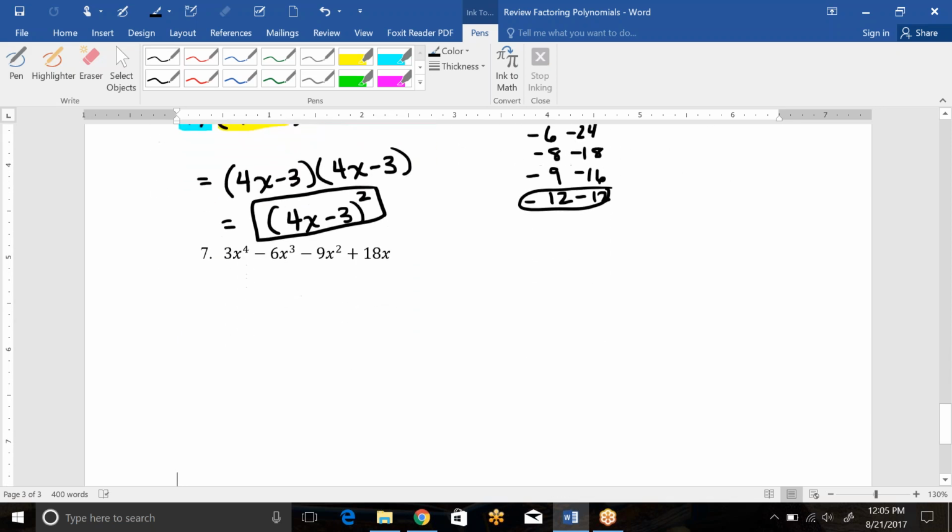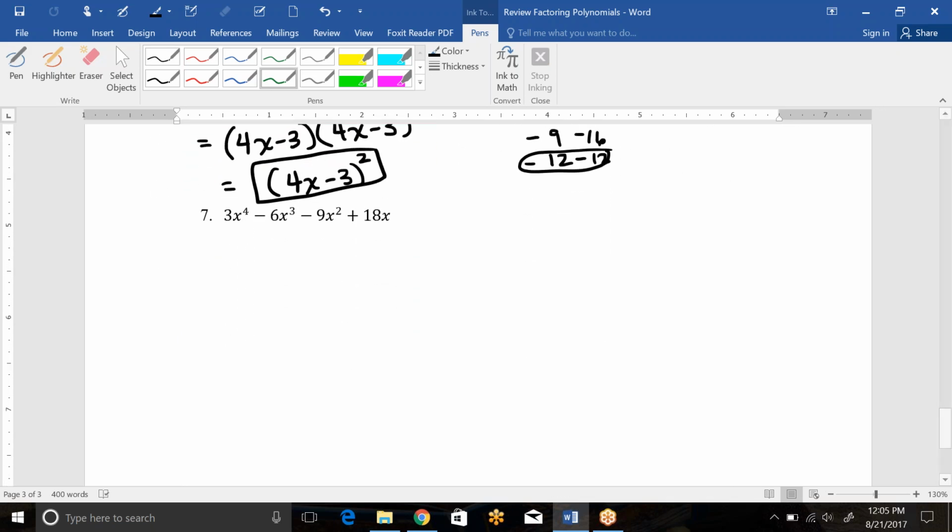And then the final example here is a 4-term problem. So let's check for a GCF first. It looks like 3 divides into everything and they all have at least an x. So we're going to pull out a GCF of 3x. That would leave me with x to the third minus 2x squared minus 3x and then plus 6 and no x. Okay, so then we would see about working this out further.